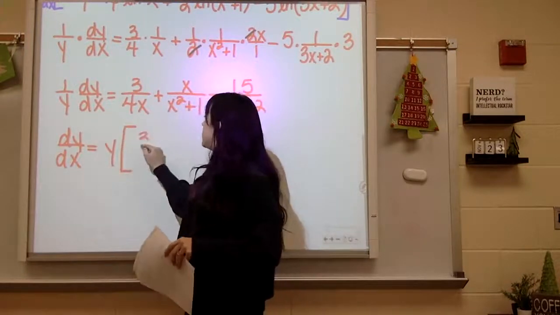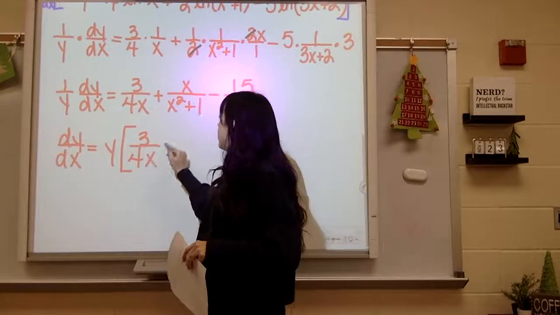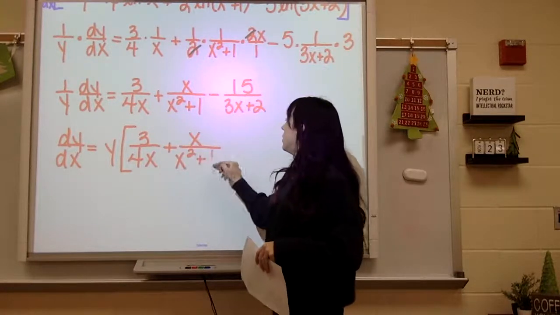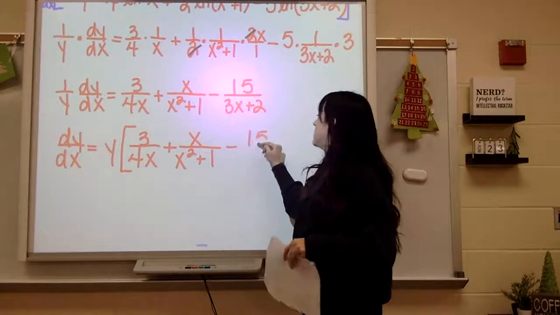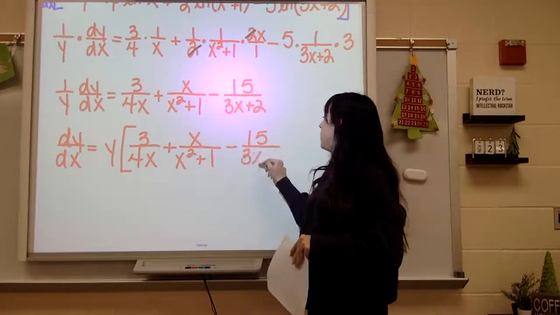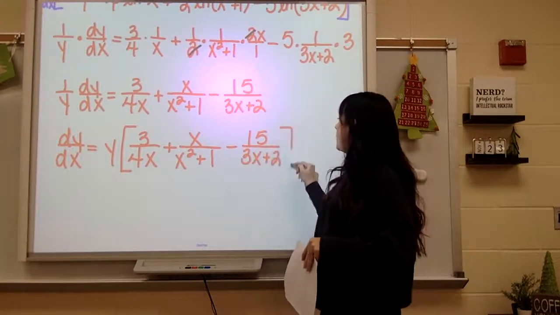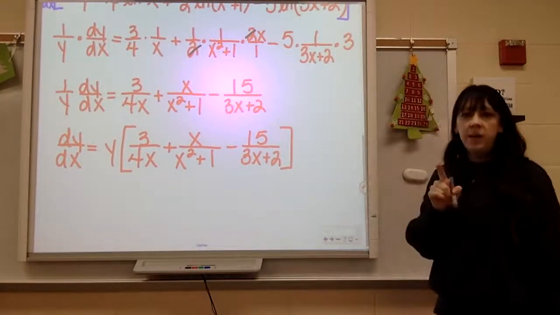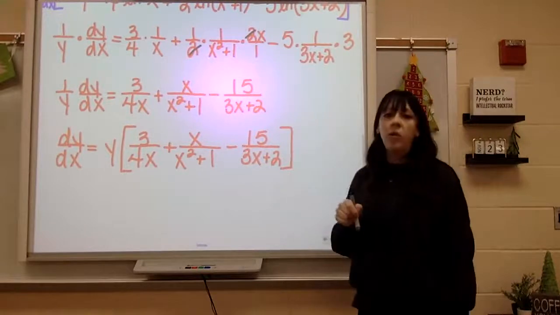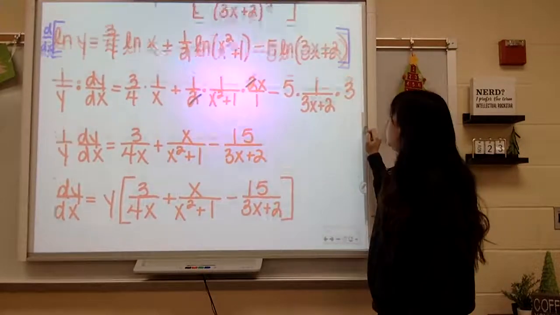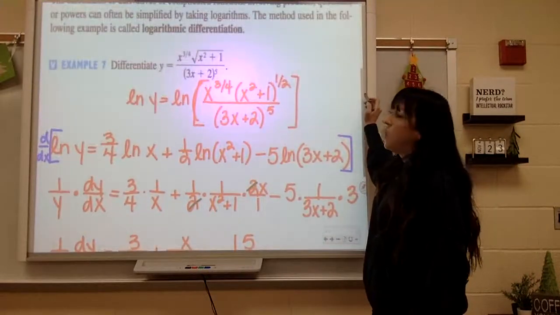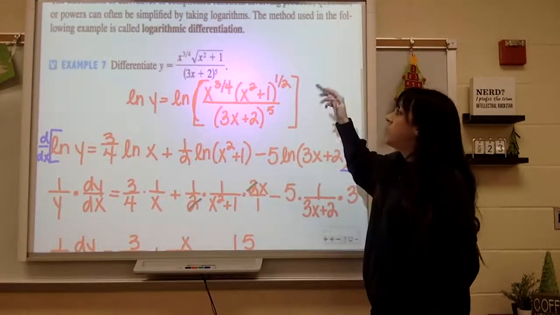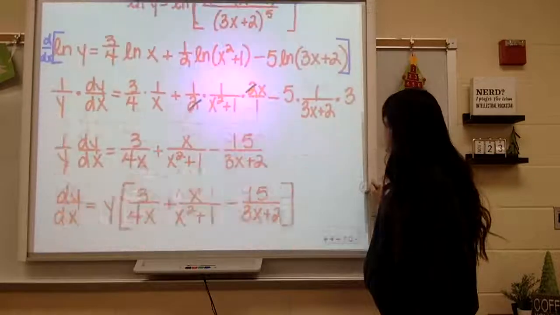So you have y times all this stuff. And then we're going to do one small thing at the end, okay? This answer would be totally fine, but you can do more this time because you actually do know what y is. If you go back and look, you had an equation for y that was the original problem. Y equals that big messy fraction.